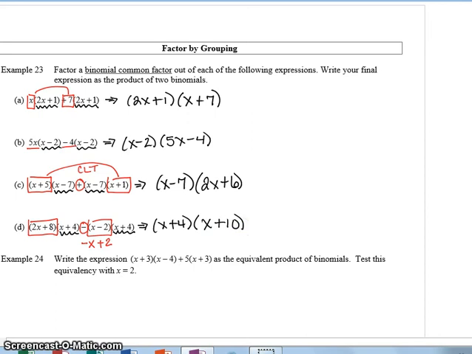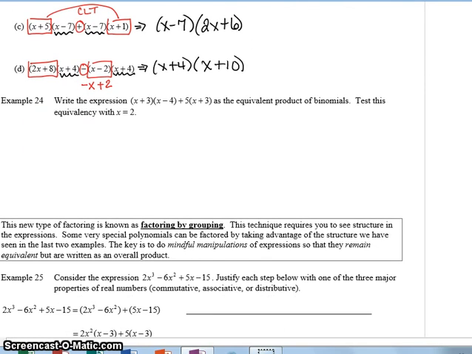Okay? All right, example 24. Write the expression x plus 3 times x minus 4, blah, blah, blah, as the equivalent product of binomials. Test the equivalency with 2. Okay, so ready? Again, the matching binomial is going to be x plus 3. That gets written one time. And now the leftover is x minus 4 and this plus 5. So if you combine like terms right there, you're going to end up with x plus 1.